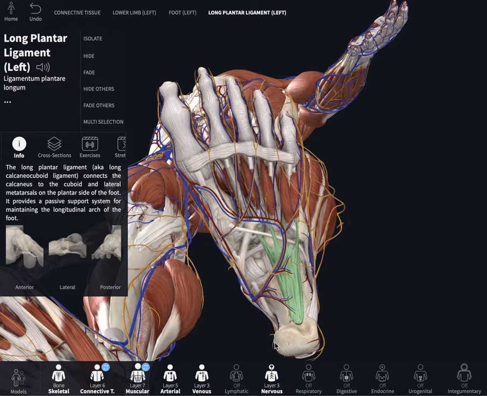So a patient who presents with heel pain, we would certainly want to consider that, as a lot of these particular structures attach to the medial calcaneal tubercle.